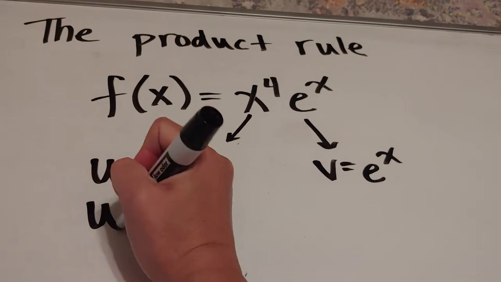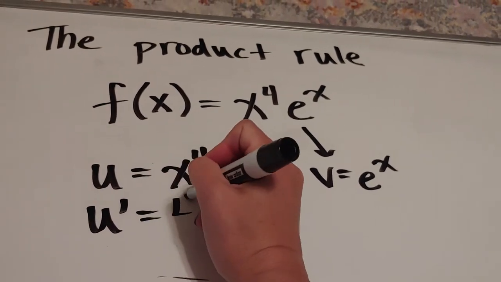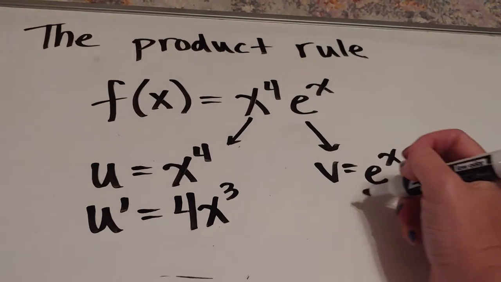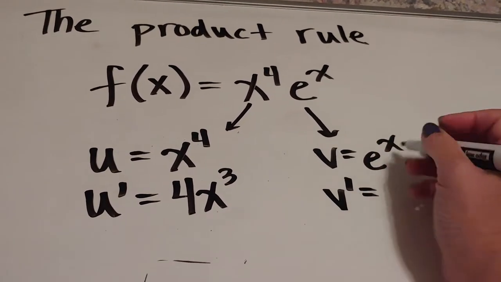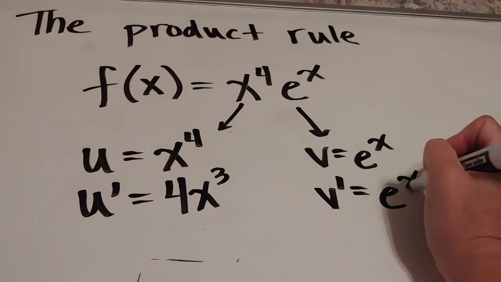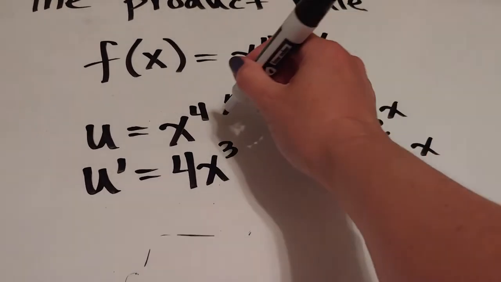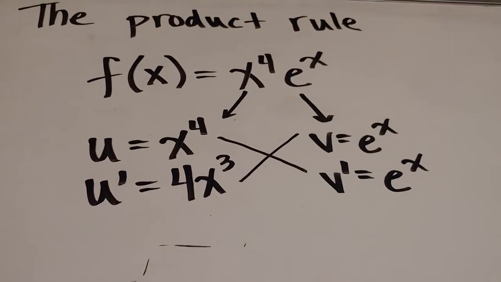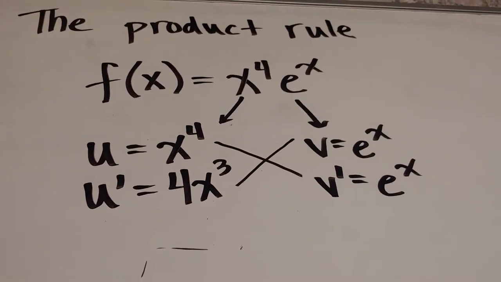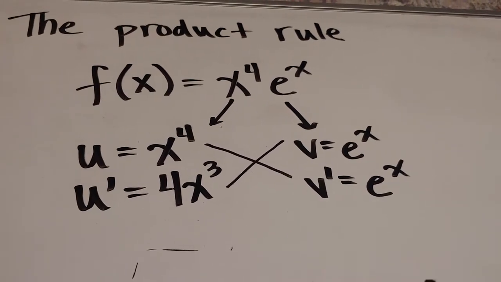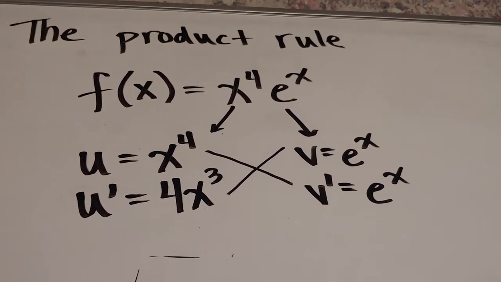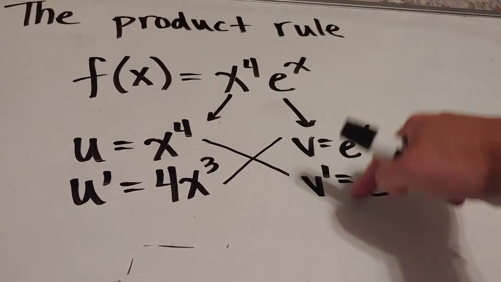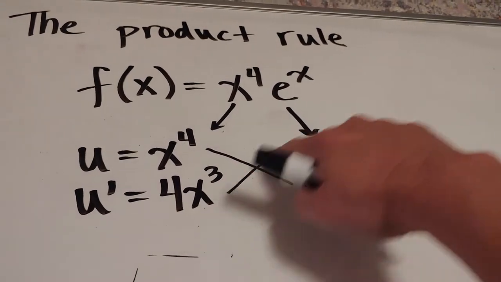Now, you're going to take the derivative of u. So the derivative of x to the fourth is 4x cubed. You're going to take the derivative of v. So the derivative of e to the x is e to the x. And then you cross multiply and add them together. Now, it doesn't matter which order you write them in, because addition and multiplication are both commutative. But typically, I'll write the main diagonal first, so x to the fourth times e to the x, and then plus the other one. So here we go.